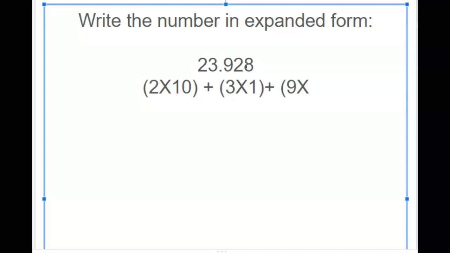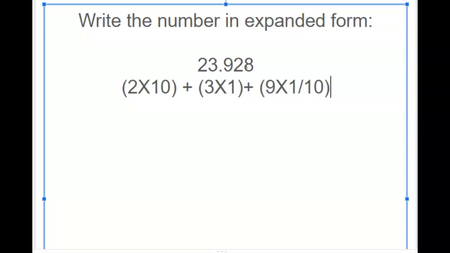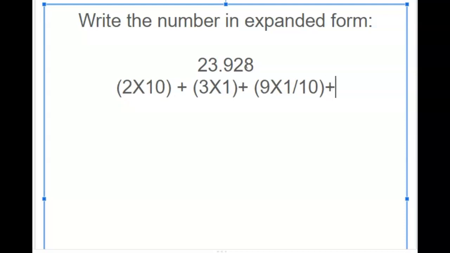How do we write a tenth? Okay, remember we write 1 over 10. Because I'm doing it on the computer, we put a slash. If you were writing it with the pencil on a paper, 1 over 10. And we close parentheses. And then we add and we go on to the next digit.